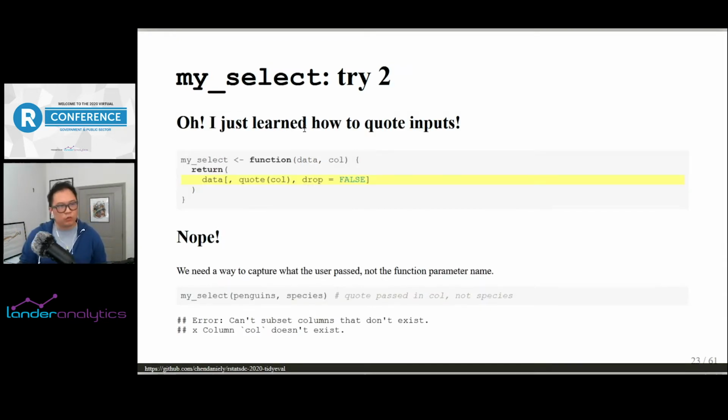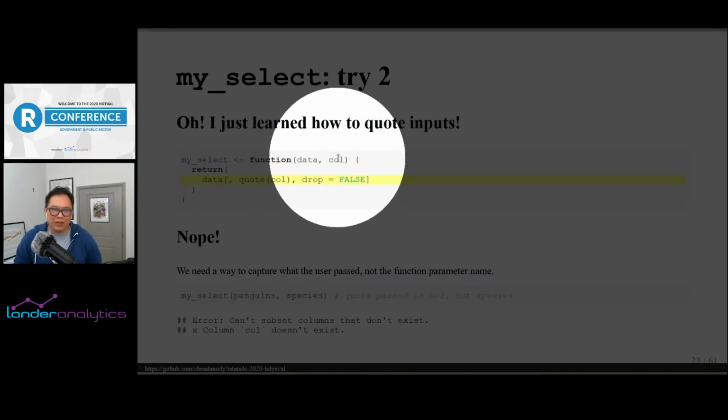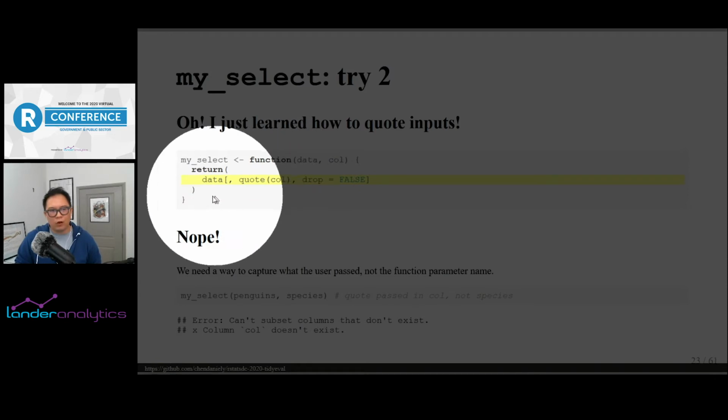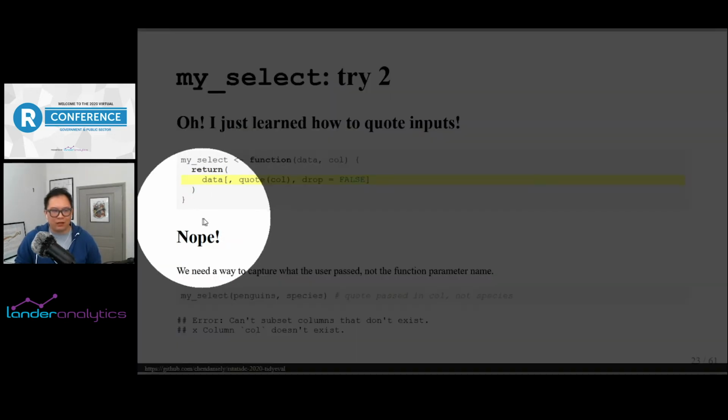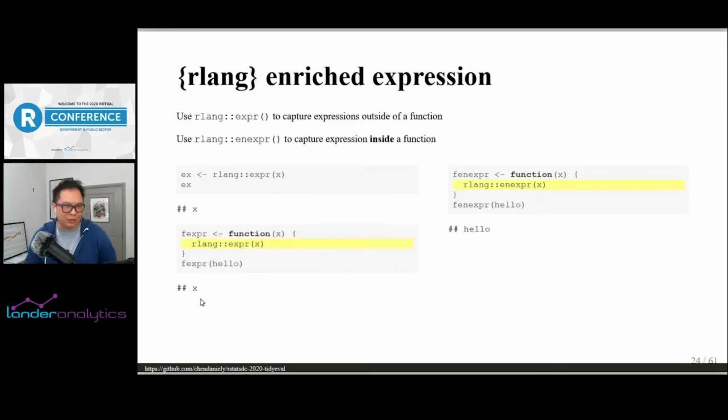But I just showed you how to quote inputs, right? So let's use that quote function that we just learned about, and let's quote the actual column that comes in. But then we find out that no, that doesn't exactly work, because when we wrote quote col, what actually got passed into data is col, not species, right? So it actually quoted the thing that we told it to quote, which is exactly what we told the computer to do. So that's a problem.